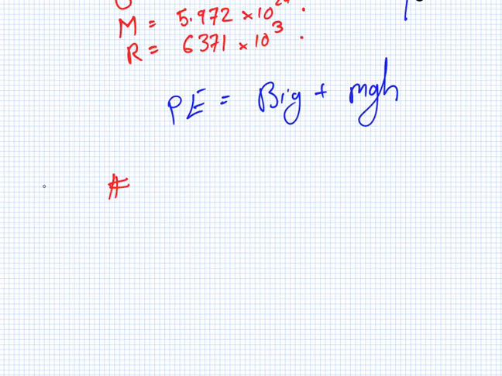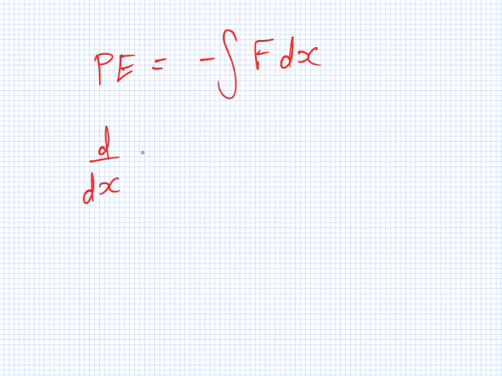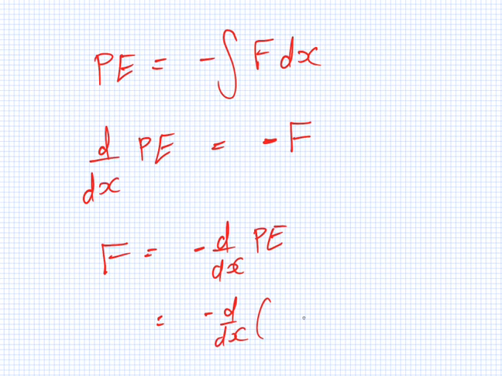I'll give you a very small explanation why, mathematically. You know that potential energy is minus the integral of f dx. So the derivative of potential energy equals minus f. Yes? So f equals minus the derivative of potential energy. Now what if I add a constant to potential energy? Potential energy plus constant. Is that the same or different f?